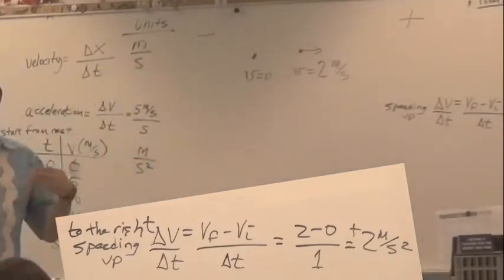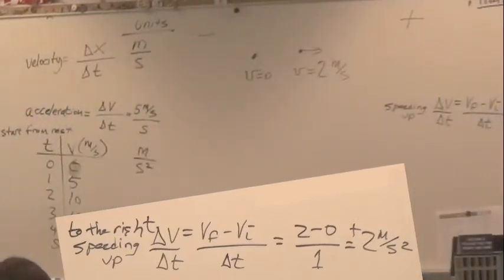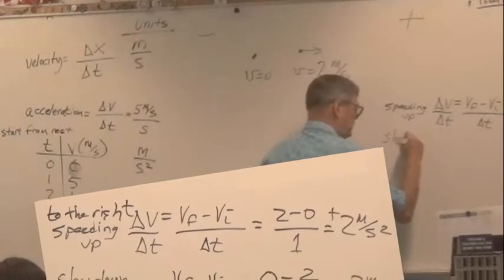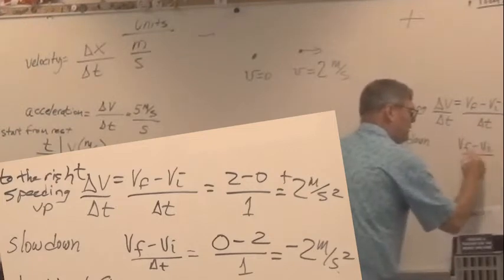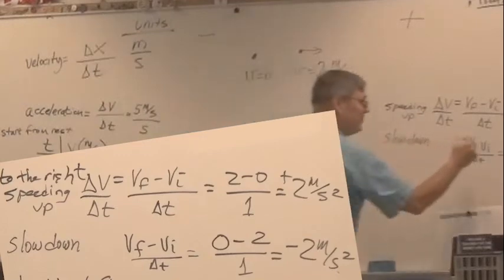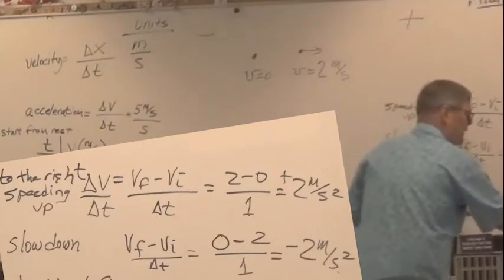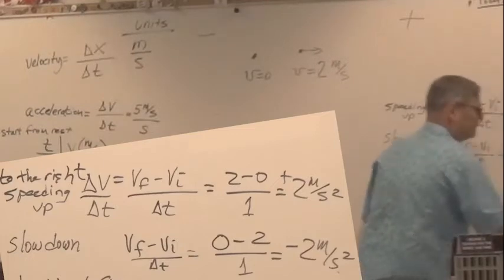Okay, now I'm walking across the room at 2 meters per second, and I start to slow down, and I stop. So I went from 2 meters per second to 0 meters per second, and I did that also in 1 second. So when I slow down, V final minus V initial over delta T equals, now at the end I'm stopped. So my velocity is 0, and at the beginning I was moving at 2 meters per second. And again, it took me 1 second. So now my acceleration is negative 2 meters per second squared.